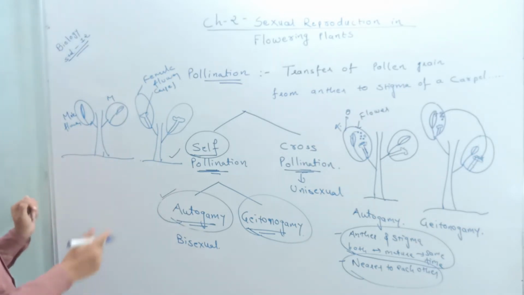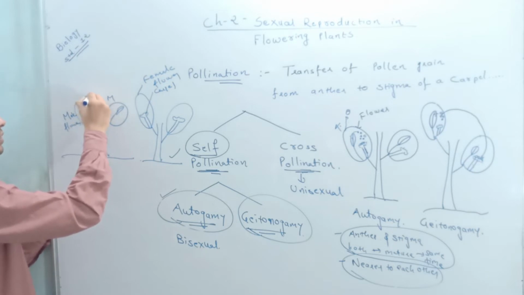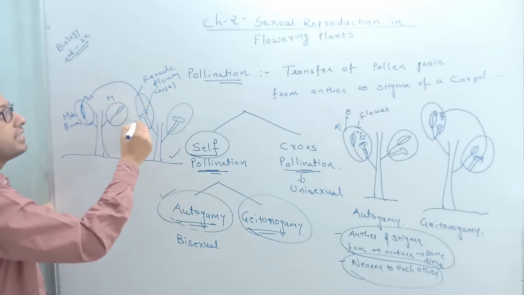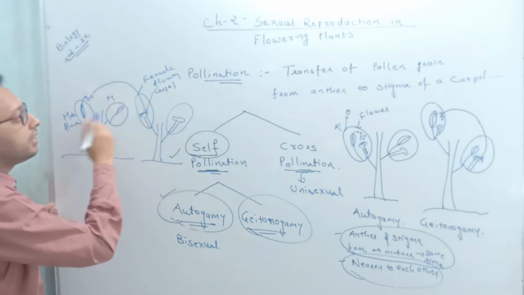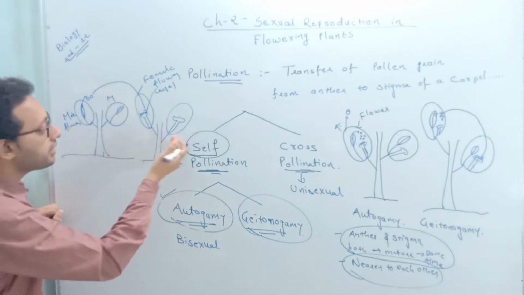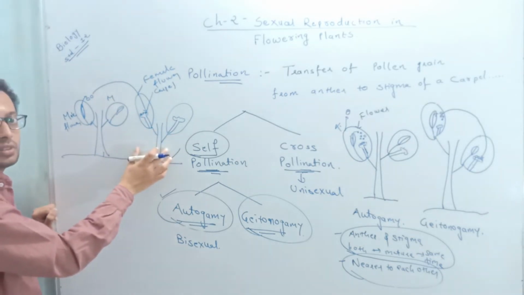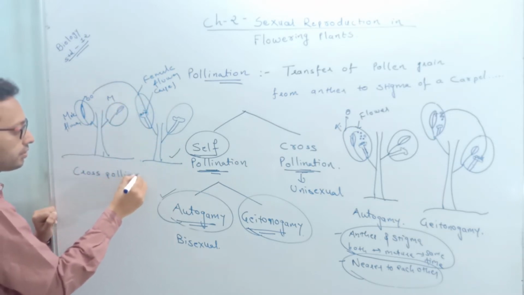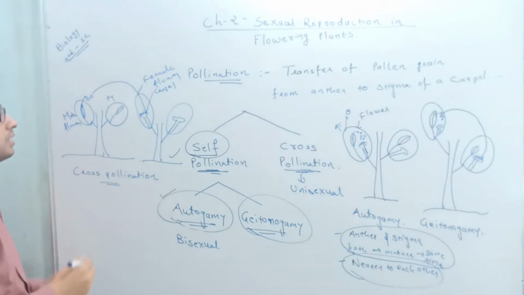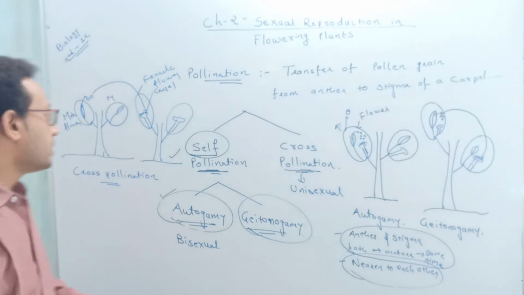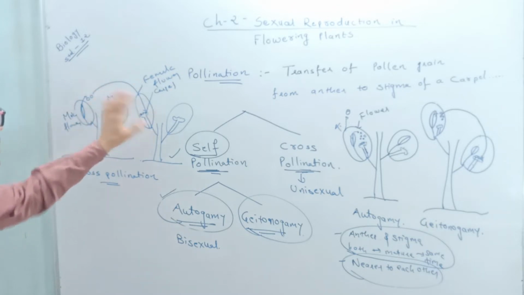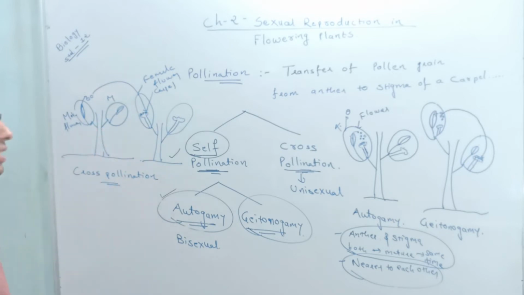Okay. Now, here is the transfer of pollen grain. You know the pollen grain is released from the anther, that means a male flower, and it is transferred and reaches the stigma of a carpel of another flower. The flower gets changed, of another plant. Here the plant gets changed also. This type of pollination is called cross-pollination. Okay. What is cross-pollination? Cross-pollination means transfer of pollen grain from anther to a stigma of a carpel of another flower of another plant. This is called cross-pollination.